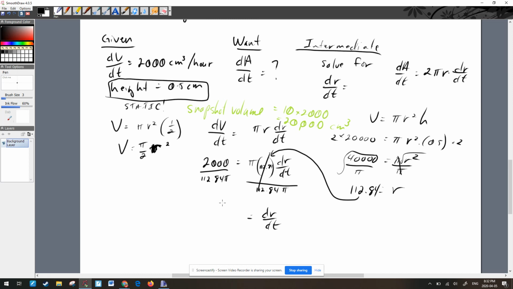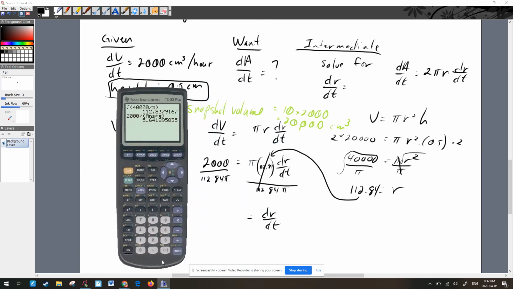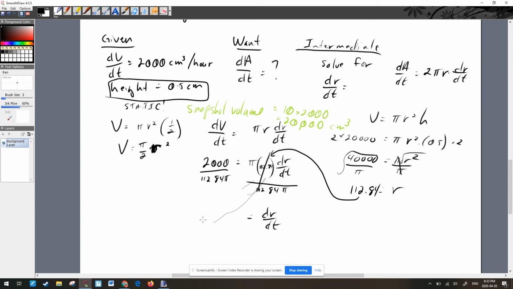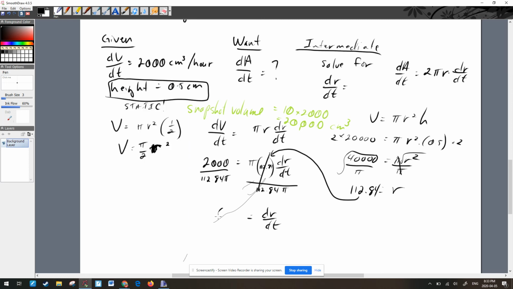and I'm going to have to grab a calculator for that as well. So we're going to have 2,000 divided by bracket, I'm going to grab that last answer that I had there, times pi. Type that in, and we're going to find out that the radius at that particular time is changing at dr by dt is 5.64 centimeters per, I guess it was hour, correct? Yeah, hour. Now, there is my intermediate step. This is a big problem. We're not quite done yet.